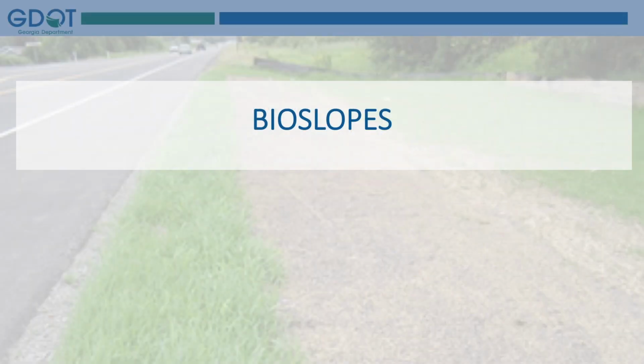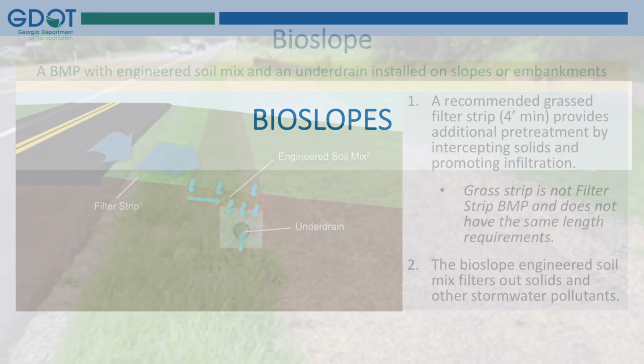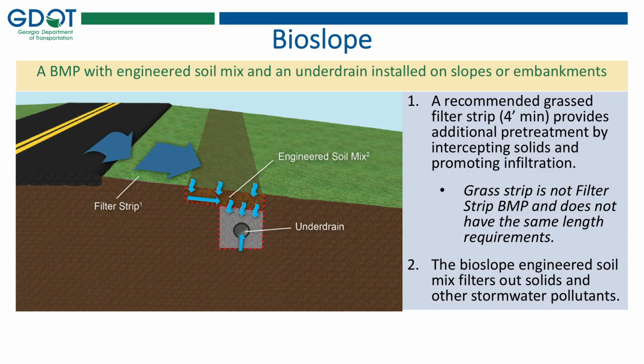Next, let's review the Bioslope BMP. So, what is a bioslope? Bioslopes are filtration BMPs that are typically installed in roadway slopes or embankments. A special media allows sheet flow from the roadway to rapidly infiltrate and filter through the bioslope. After being filtered by the media, stormwater flows are collected and conveyed by an underdrain that is installed parallel to the roadway. A cross-section of a bioslope shows the typical location of the BMP.